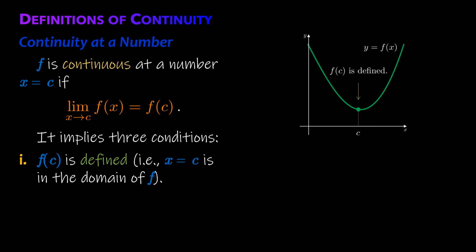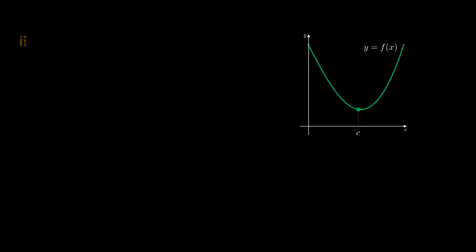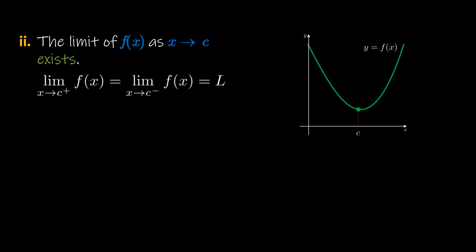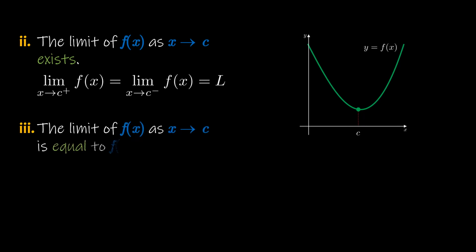If at x equals c there is just one hollow point, and no solid point, an infinite discontinuity, or just no graph of f, then f of c is undefined. Second, the limit of f of x, as x approaches c, exists, in other words, the one-sided limits are equal. Third, the limit of f of x, as x approaches c, is equal to f of c.